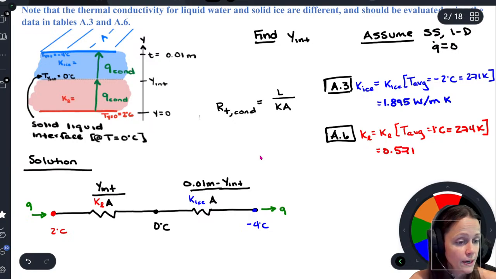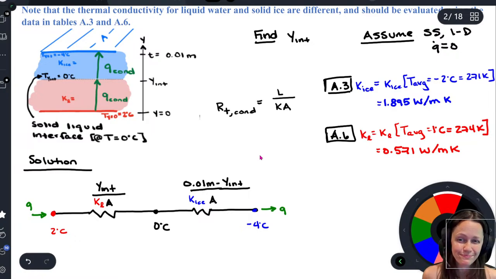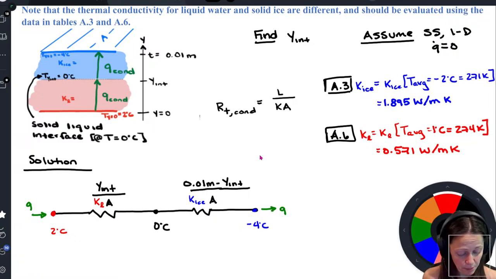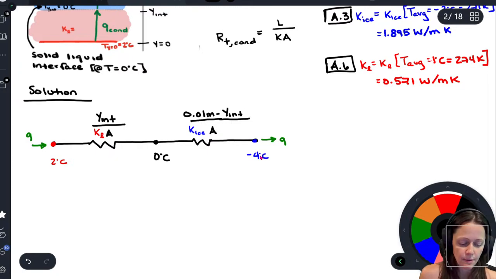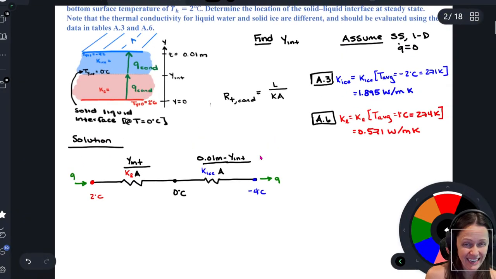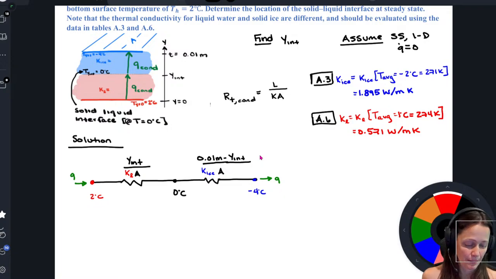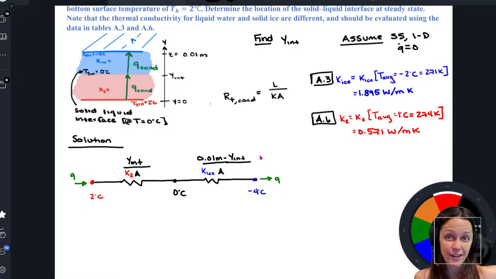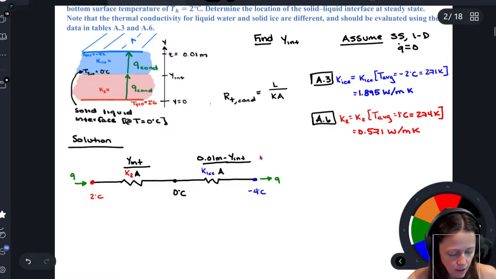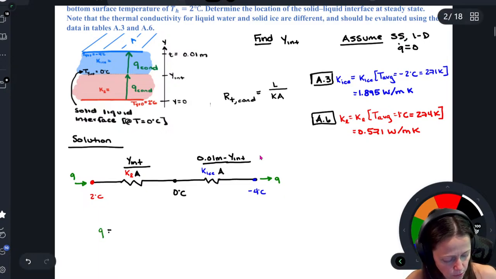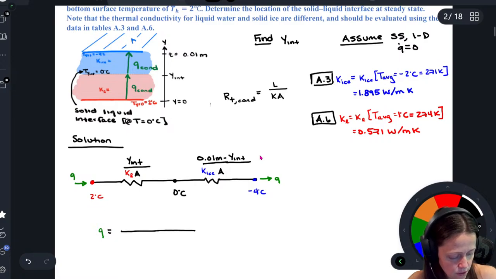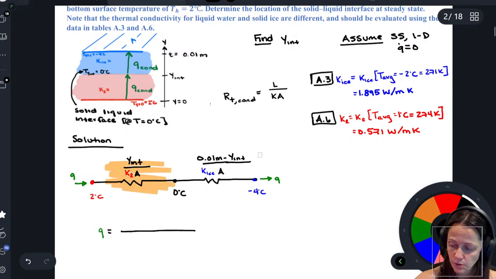0.571, and it's watts per meter Kelvin. Perfect. So I think I pretty much have everything. Now, the only thing I might be saying to myself is, dang it, I don't actually have the area, but it doesn't matter because remember that Q is going through the entire thing. It's the same Q going from node to node to node. So I'm defining that Q through this little section right here.